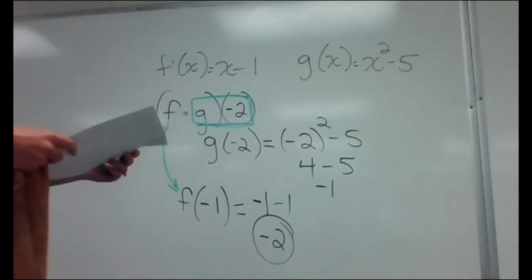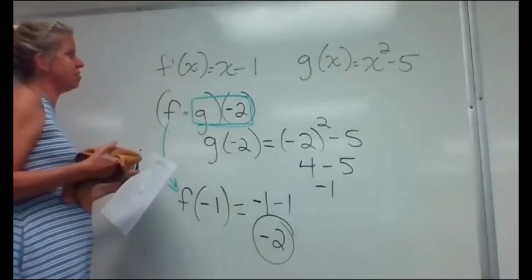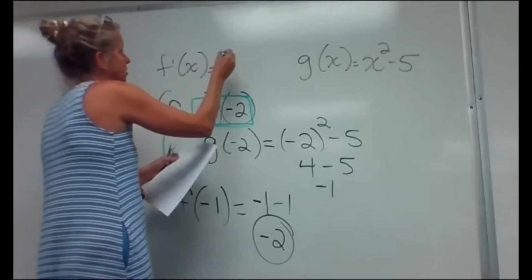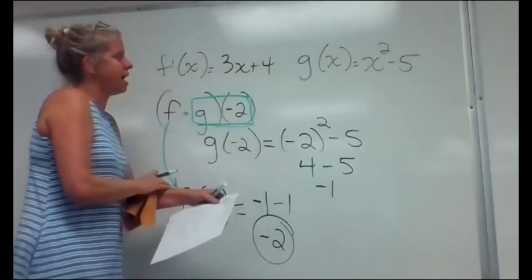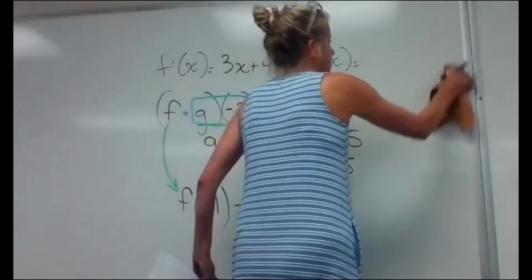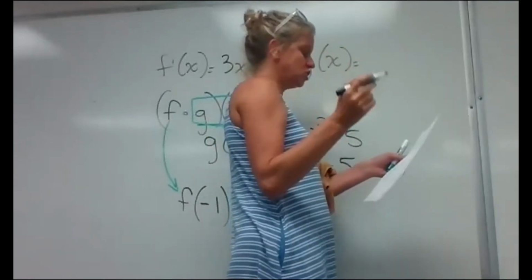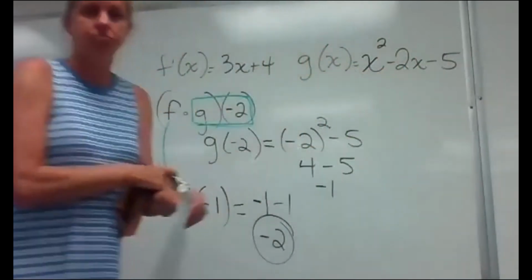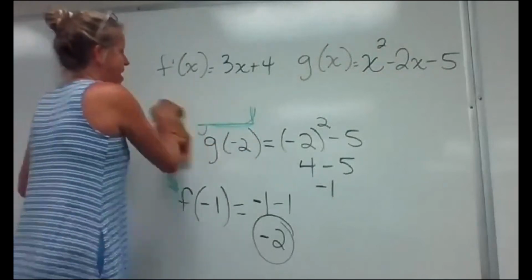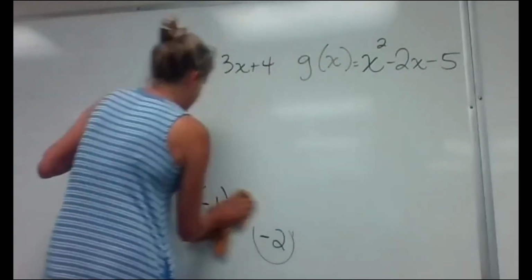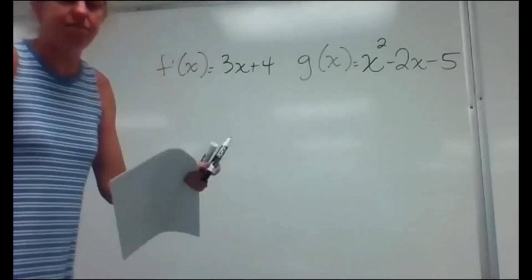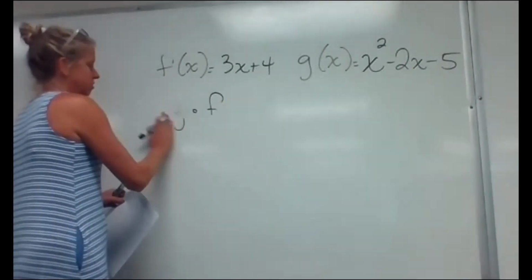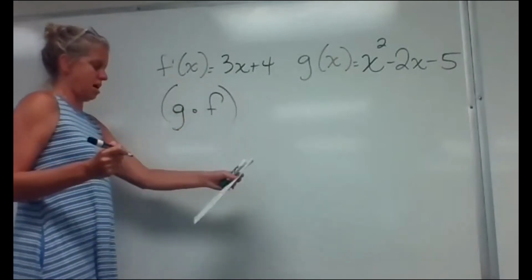Okay, number 2, same kind of problem. Again, it's going to give me two functions. It's going to give me an f of x, which is 3x plus 4, and it's going to give me a g of x, which in this case is x squared minus 2x minus 5. Now, this time, instead of f of g, this time it says find g of f of 7.